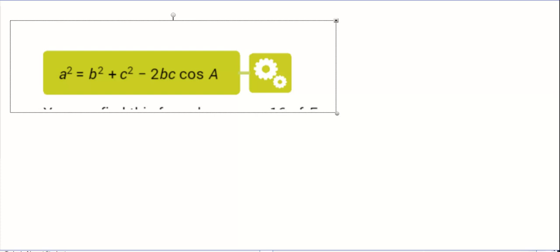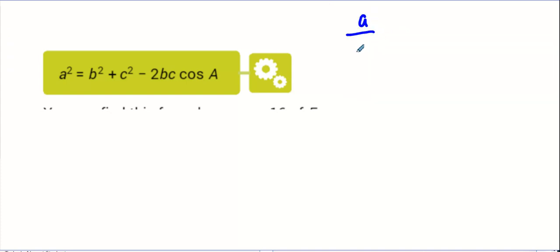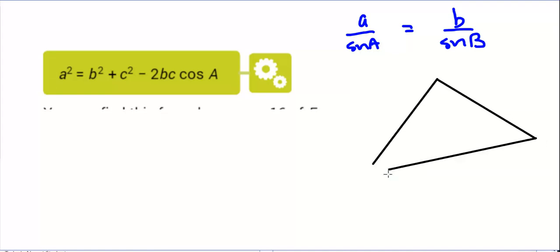All right, lads, we have something called the cosine rule. Previously we learned the sine rule, which is a over sine A and b over sine B. You all cool with that? Okay, so that's what we learned. Now, once again, there's two types of questions: just the sine rule and the cosine rule.